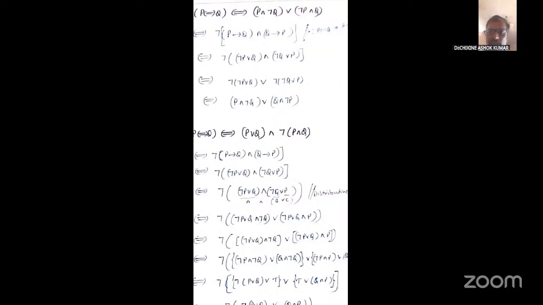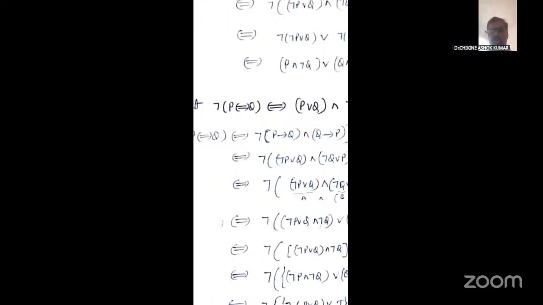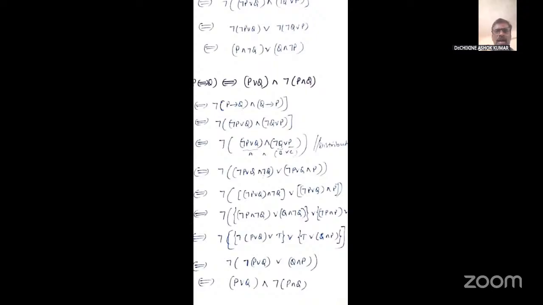If you convert the same into sum of products, say this is the same question. Negation of P double implies Q equal to. So here first I am adding P union Q. Next I am adding negation of P intersection Q. Sorry, it is sum of the products. The first combination is P union Q intersection negation P intersection Q.